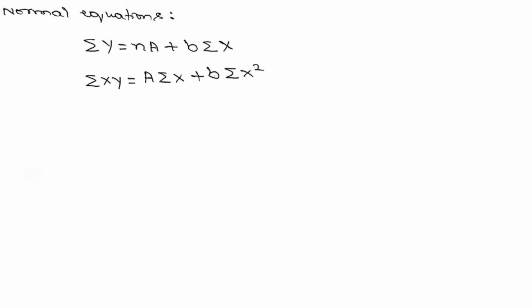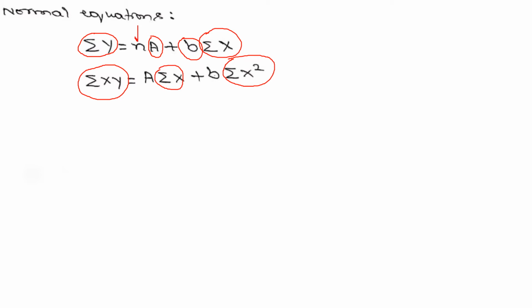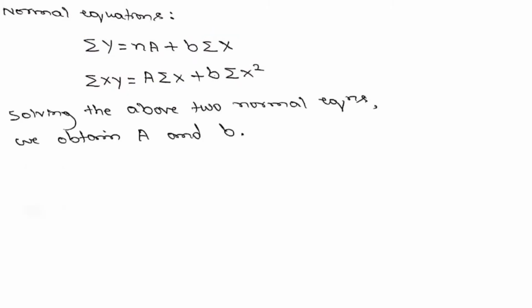Now our aim is to find sigma capital Y, sigma capital X, sigma capital XY, sigma capital X square. We will find and substitute here to get the values of capital A and small b using the calculator. N will be known from the given data, that is the number of observations. Solving the above two normal equations, we obtain the values of capital A and small b.